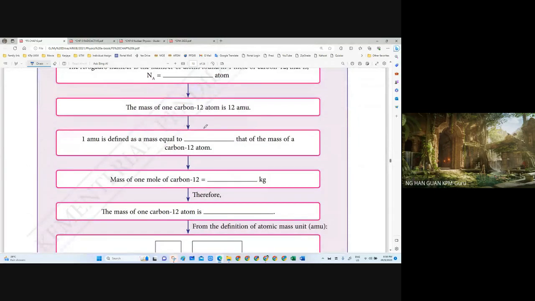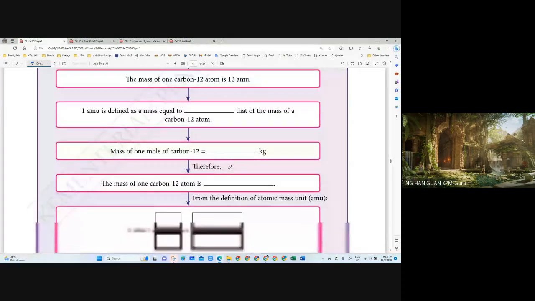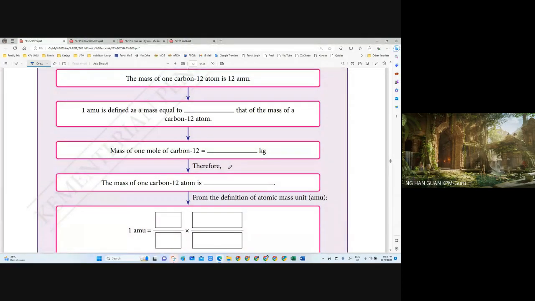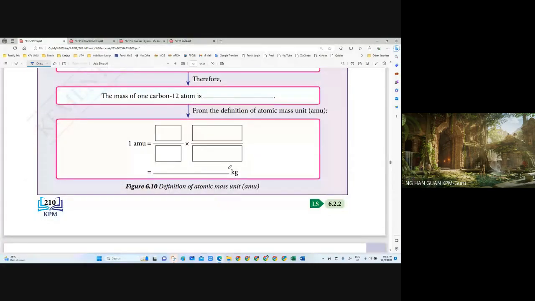So here's the process of how we change 1 AMU into the unit kilogram. Actually, this is something more like chemistry. Okay, so you learn it in chemistry actually. So I don't want to discuss so much on this. Later on, if we have time, then we will go through that.